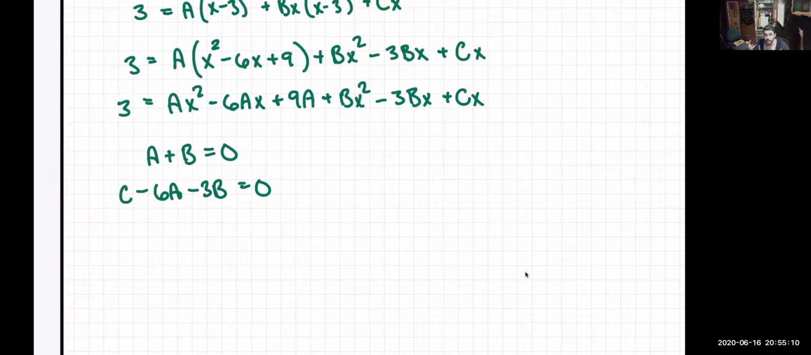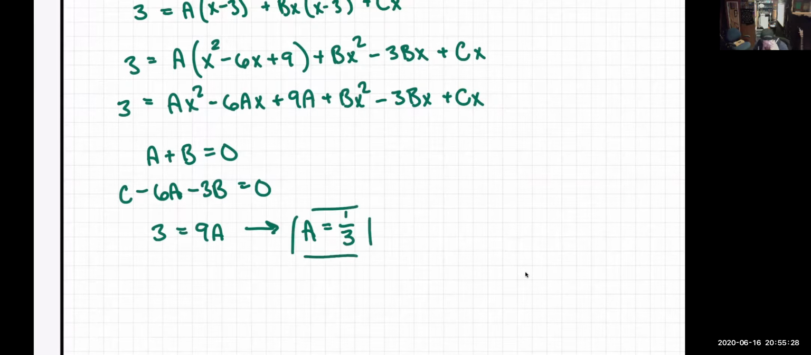Finally, the only constant that we have is 9a on the right-hand side. We have 3 on the left-hand side, so that has to mean 3 equals 9a. And that gives us kind of a freebie. This means that if I divide both sides by 9, a is 3/9 or 1/3. So we have that. Because a plus b equals 0, this must mean that b is negative 1/3.